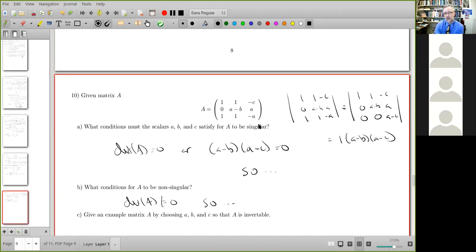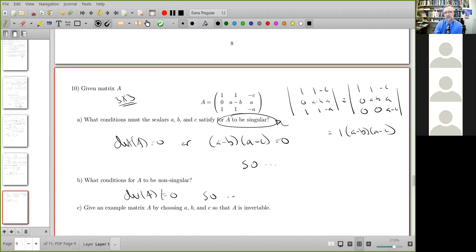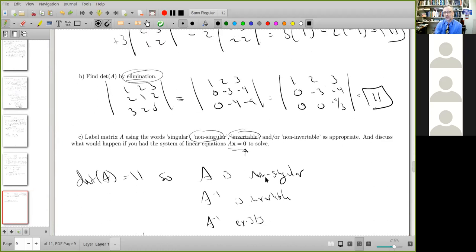Now, for A to be singular, what does that tell you about the determinant? What must the determinant be to be singular? We already answered it on this problem. A square matrix, right? It's square. This is 3 by 3. But to be singular is to not have an inverse, which would be what in terms of the determinant? The determinant has to be equal to 0. And so since the determinant is 11, and 11 is not 0, that's why it is non-singular. That is why it is invertible.